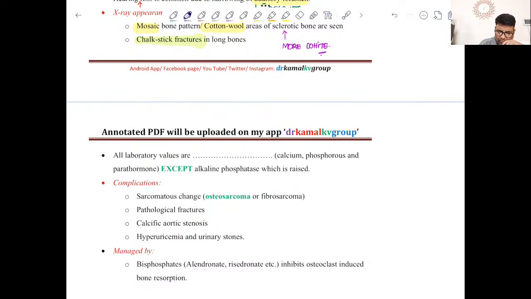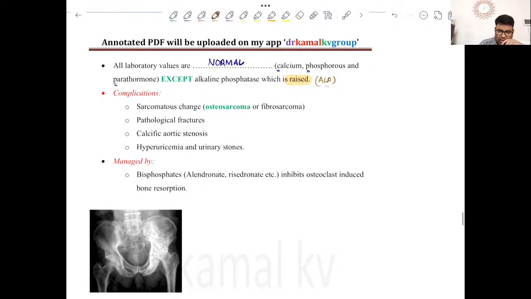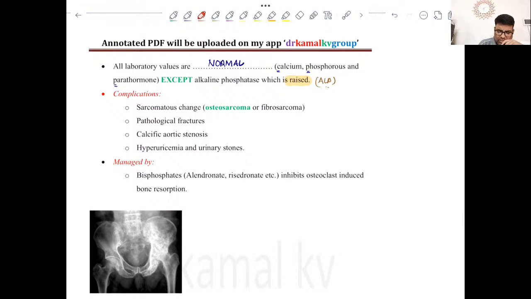And here everything is normal. So there is normal calcium, normal phosphorus and normal parathormone. Only what we can see here is increased alkaline phosphatase. Right, so alkaline phosphatase is high. Now one of the things which we have already discussed is it can predispose to development of osteosarcoma. So it is a pre-malignant condition for osteosarcoma, or at times it can convert into fibrosarcoma.